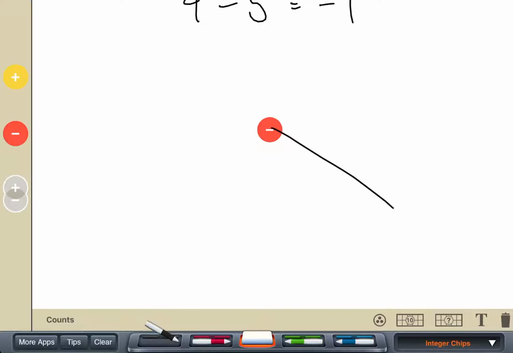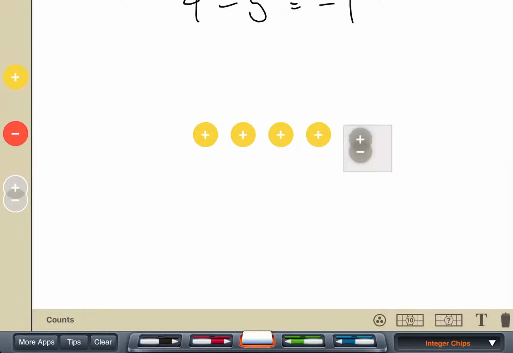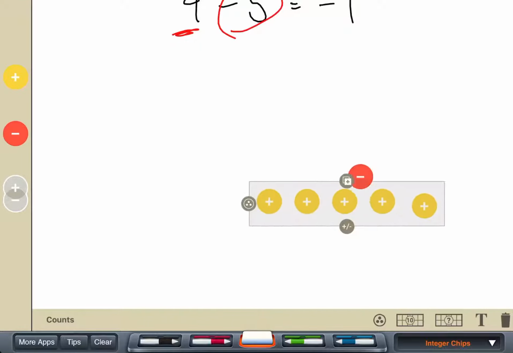Let's start that again. 1, 2, 3, 4. So I've got 4 positive counters and I need to take away 5. If I add a 0 pair, I will then have 5 positive counters. Now let's execute what it says here. If I started with 4 and I need to take away 5, let's now take away 5 counters. And I'm left with -1.